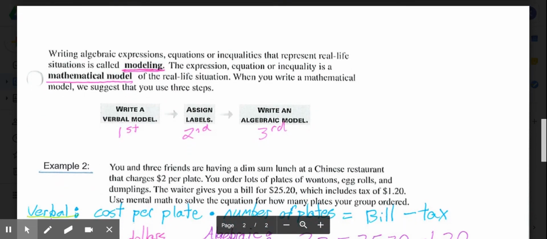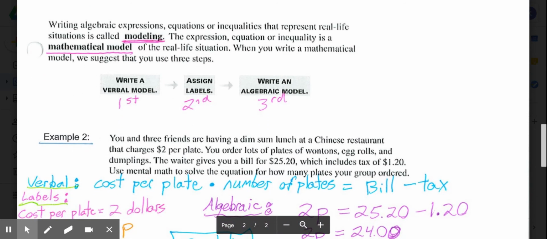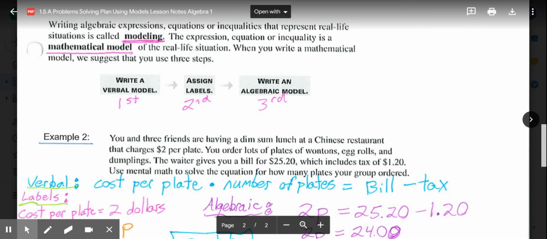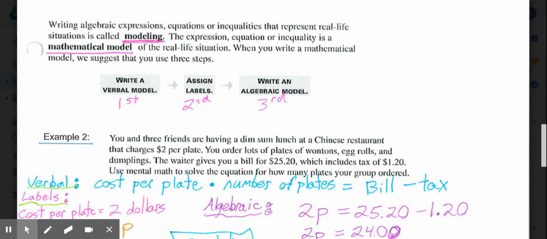Now, once we've had the vocabulary established, we can start to apply this modeling idea to different scenarios or word problems. So when we're writing algebraic expressions, equations, or inequalities to represent real-life situations, that is simply called modeling. The expression, equation, or inequality is a mathematical model of the real-life situation. So we might call it a mathematical or algebraic model. It means the same thing.